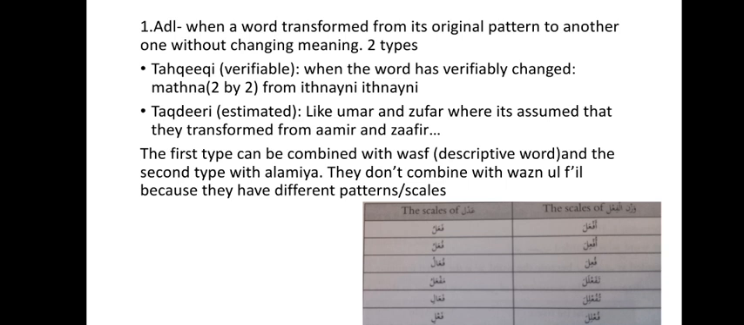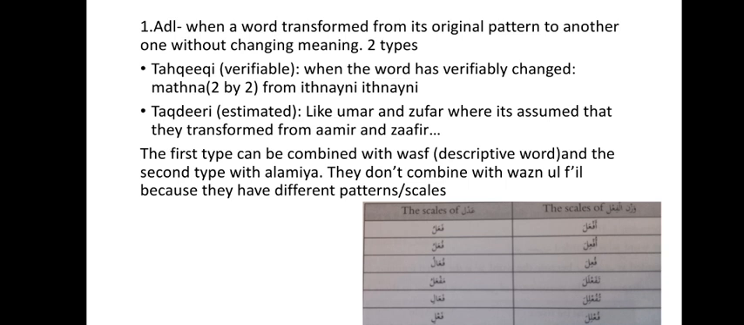And here is a crude little insert of the patterns. I got this from Mufti Muawiyah, his Hashia, his commentary of Hidayat al-Nahwa. It's very good, has a lot of detail in there if you want to have a look. So the scales of adl are there, and the scales of wazn al-fi'l are there. The main thing to remember for us is that adl is a thing.